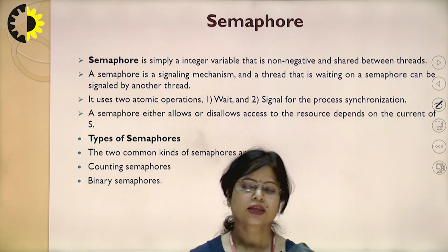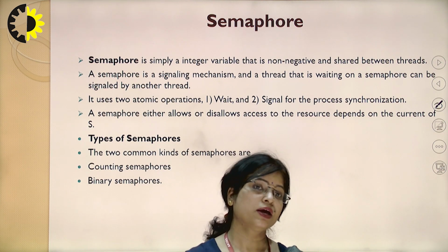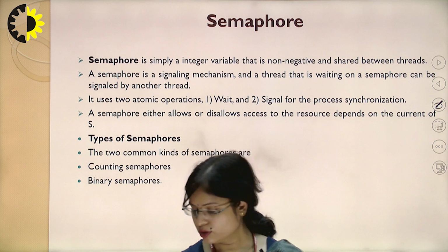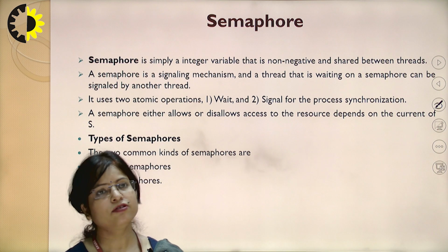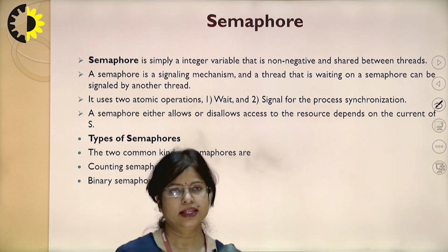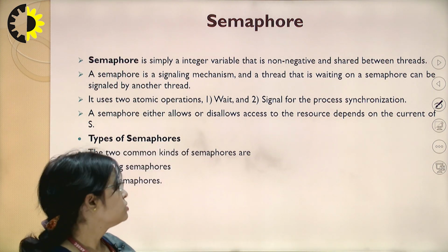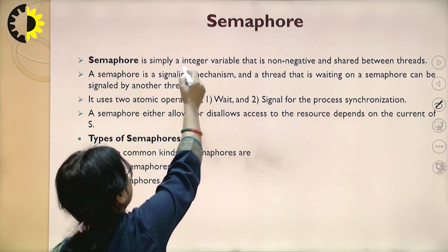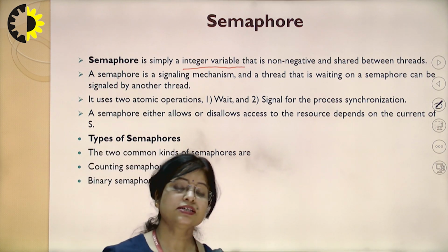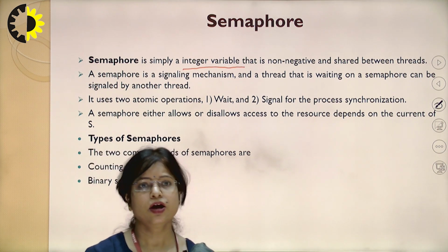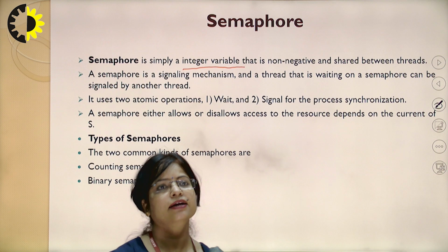A semaphore is an integer variable that can be used for mutual exclusion. We can define a semaphore as simply an integer variable that is non-negative and shared between threads. This is very important: it is an integer variable. A semaphore is a signaling mechanism, and a thread that is waiting on a semaphore can be signaled by another thread.